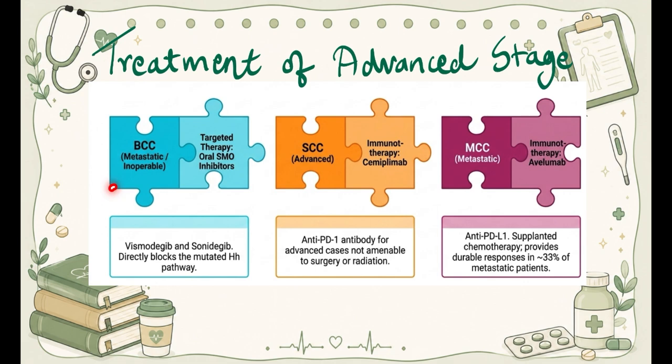For advanced basal cell carcinoma, we use oral SMO inhibitors, like vismodegib. Remember that broken hedgehog pathway we talked about? This drug directly blocks it. For advanced squamous cell carcinoma, we utilize an incredible immunotherapy called cemiplimab. And for metastatic Merkel cell carcinoma, the immunotherapy avelumab has largely replaced traditional harsh chemotherapy. It provides highly durable and effective responses for a significant portion of patients.